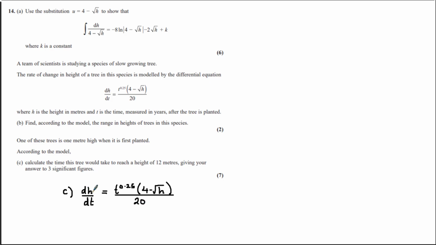So here we have the equation above, and by using the separation of variables method, we need to get the h's and dh's on one side and the dt's and t's on the other side. And this can be done as follows. How I've done this is I've divided both sides by 4 minus the square root of h, which gives me the 4 minus root h here on the left hand side in the denominator. And I've multiplied both sides of this equation by dt.